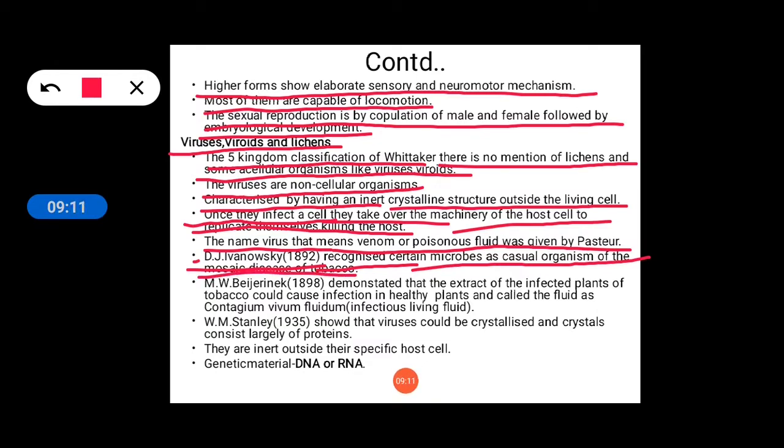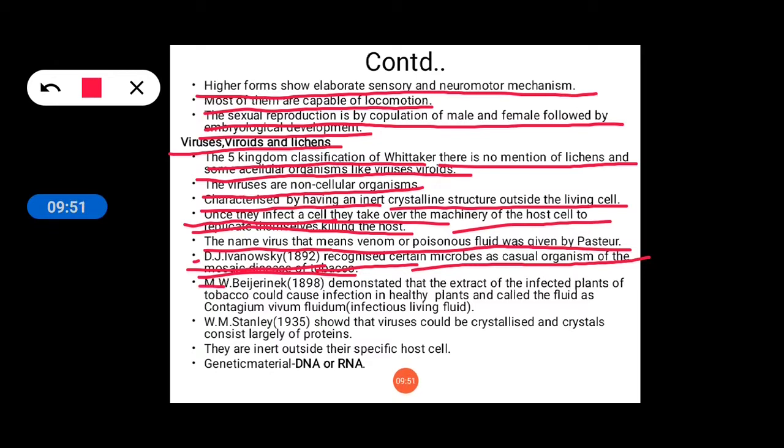So in 1892, the scientist D.J. Ivanowski noticed certain microbes. Microbes means small organisms. He noticed some small organisms as the causal organism of the mosaic disease of tobacco. That means that particular small organism causes the mosaic disease of the plant tobacco.